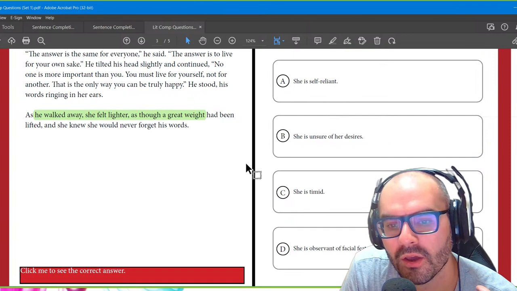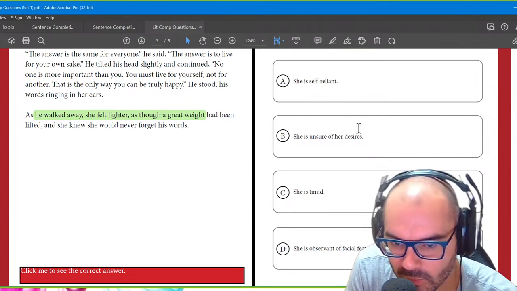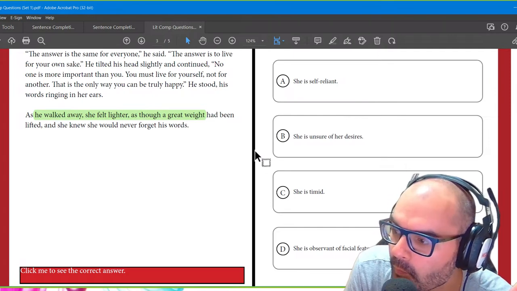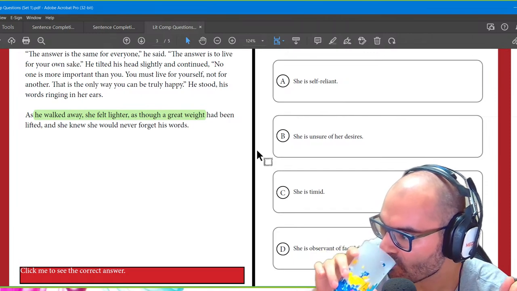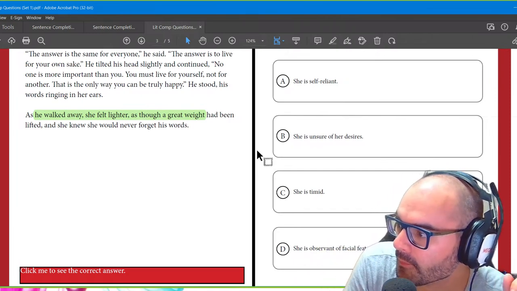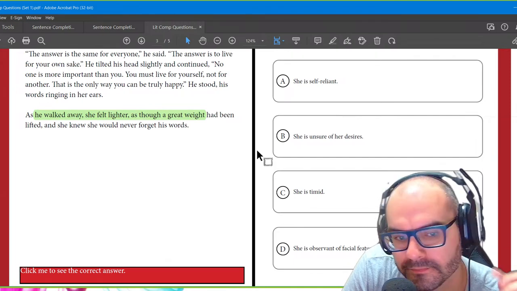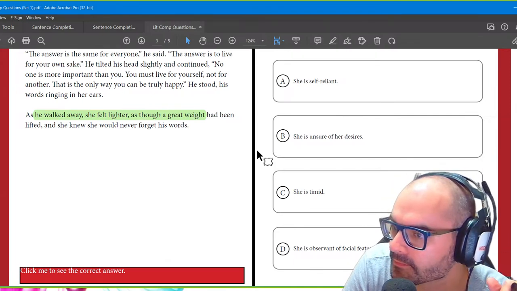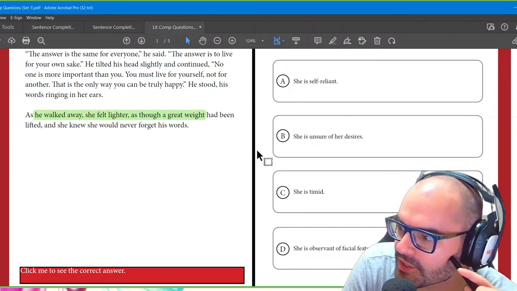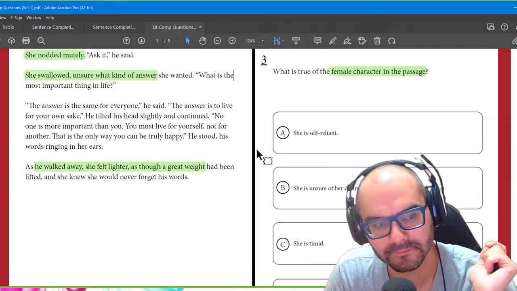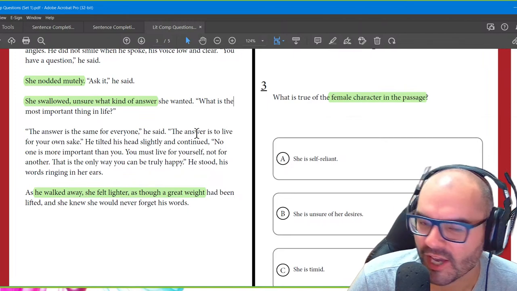Okay. Pretty simple here, I think. Based on that evidence, what can we say is true? I'll go with C. Thinking C? Because she was a little bit anxious, timid. Yeah, I agree. I think that was smart, right?